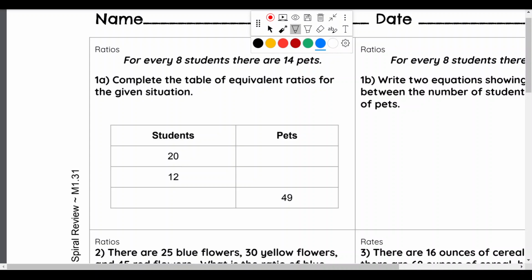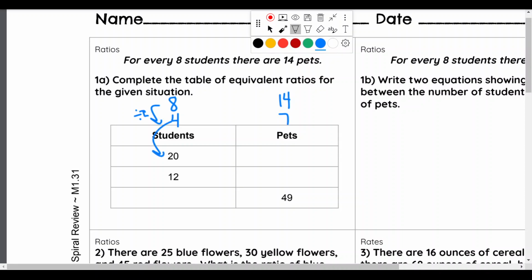All right, M1.31, little ratio review. For every 8 students, there are 14 pets. Complete the table of equivalent ratios for the given situation. I've got 8 students, 14 pets. I notice that both of these are even numbers. I'll divide them both by 2 and have 4 to 7.